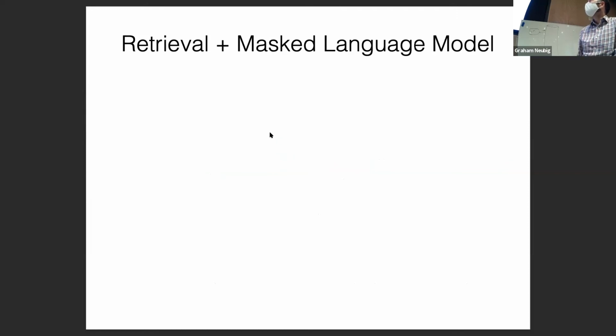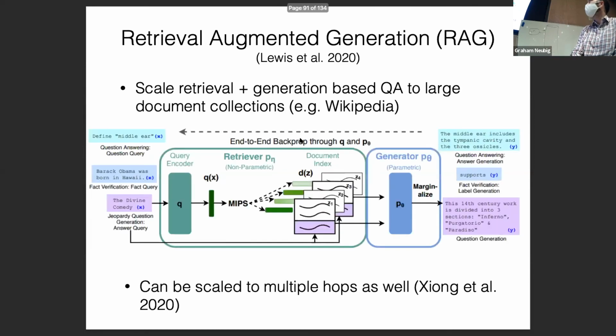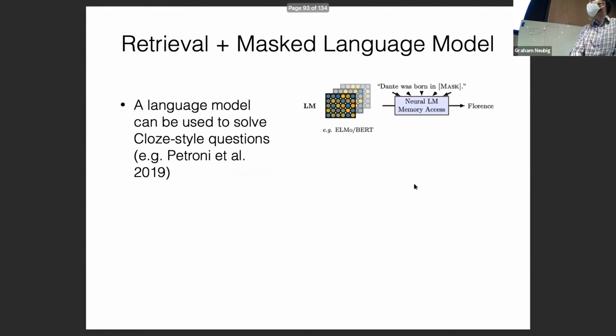In addition, you can also do retrieval with masked language models. RAG is for generative QA tasks, while REALM is a very similar thing for cloze-style QA tasks. But actually, sorry, before I talk about REALM, I'll talk about this paper first. Basically, a language model can be used to solve cloze-style questions.